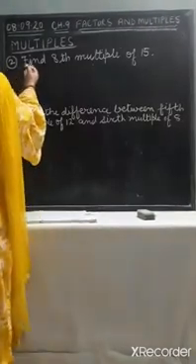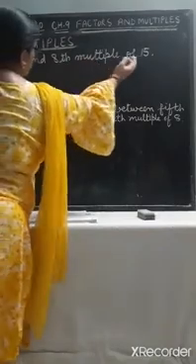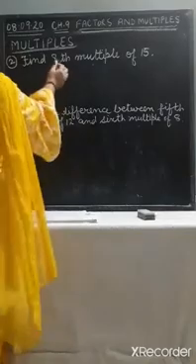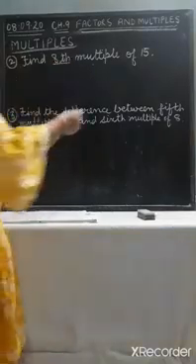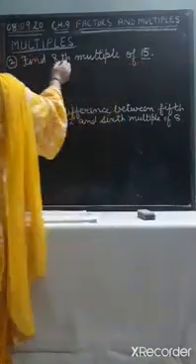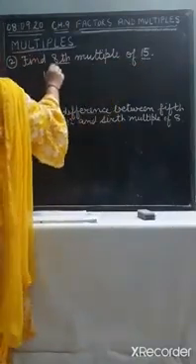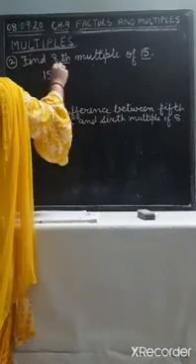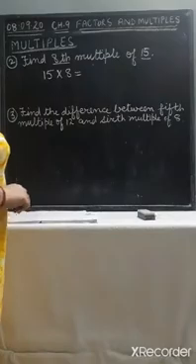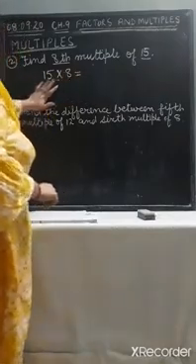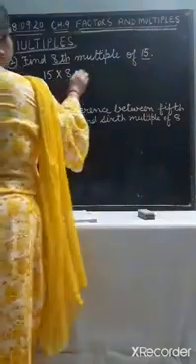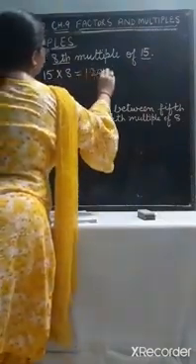Next question is, find the 8th multiple of 15. Now we are to find out only one multiple. Which? The 8th multiple. Of which number? 15. So we will multiply 15 by 8. 15 8s are... If you know the table, you can write orally. If you don't know the table, you can multiply on the right hand side. 15 8s are 120, that is our answer.